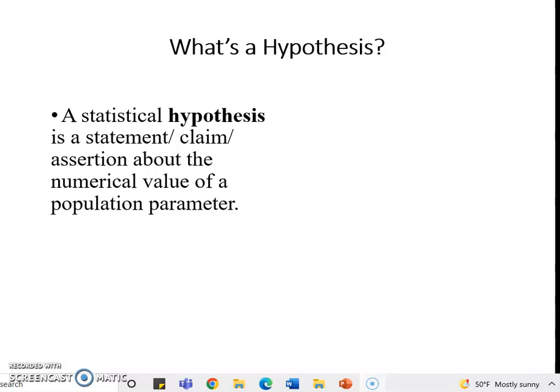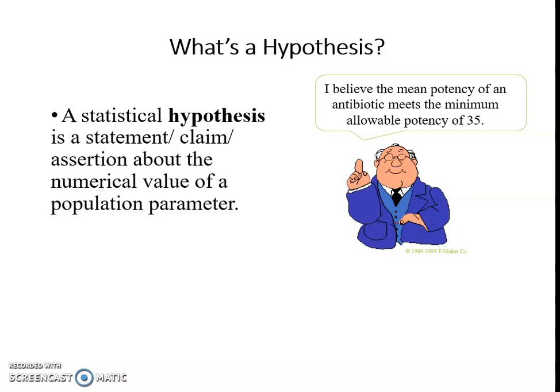Let's start with the definition of a hypothesis. A hypothesis is a statement, claim, assertion made about the numerical value of a population parameter. If someone says, "I believe the mean potency of an antibiotic meets the minimum allowable potency of 35," this is a hypothesis, because it is making a claim about a population parameter. In particular, it is making a claim about the mean potency of an antibiotic.